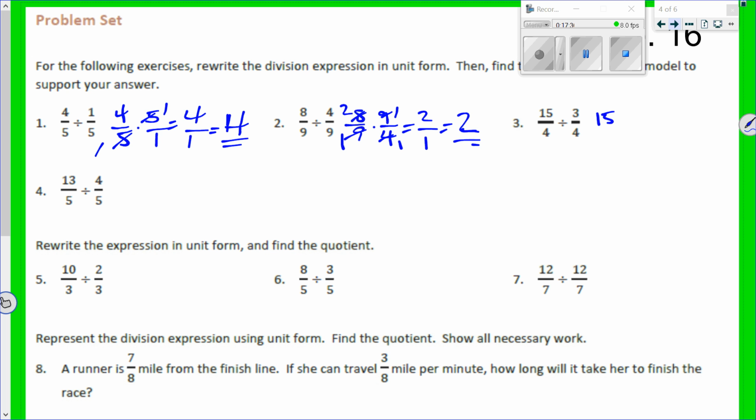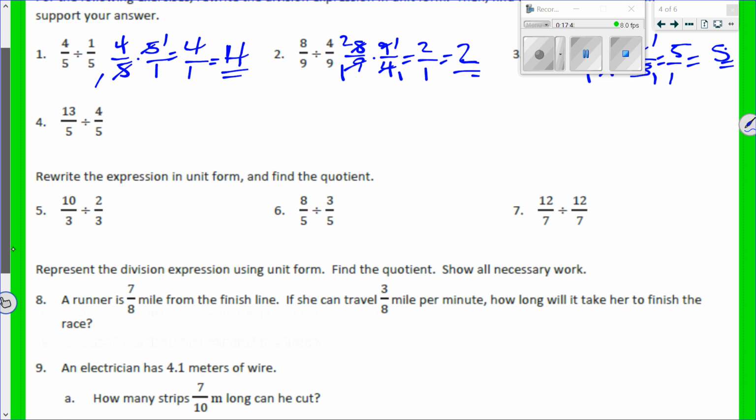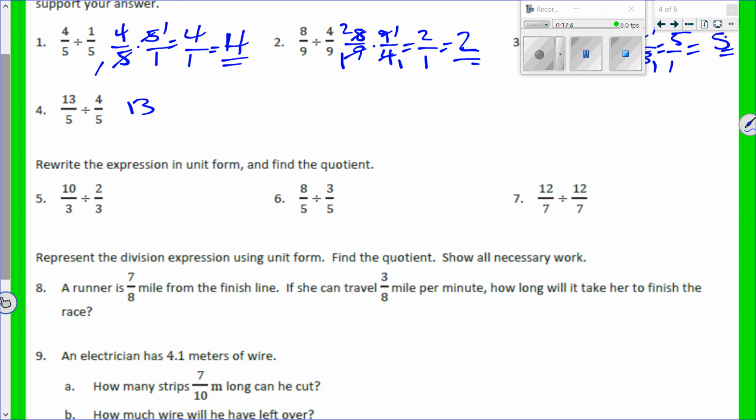Next one. Keep, change, flip. 4's go away. 3 and 15 I can divide by 3. 5 times 1 is 5. 1 times 1 is 1. 5 divided by 1 is 5. Next one. Keep, change, flip. 5's go away. 14, 3, I can't do anything on that. 13 times 1 is 13. 1 times 4 is 4. 4 goes into 13 3 times with 1 left over.